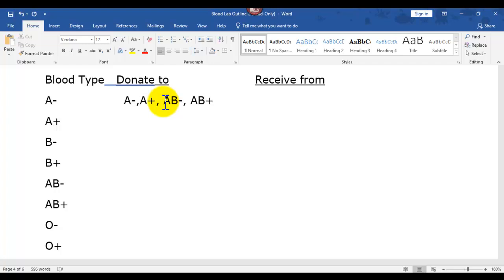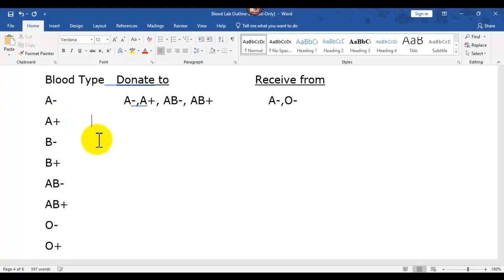Okay. Now, who can they receive from? A negative and O negative. Remember, negative can give to positive and negative. But if you're negative, you can only receive from negative. You cannot receive from positive, right? We're trying to avoid exposure to the antigen D.